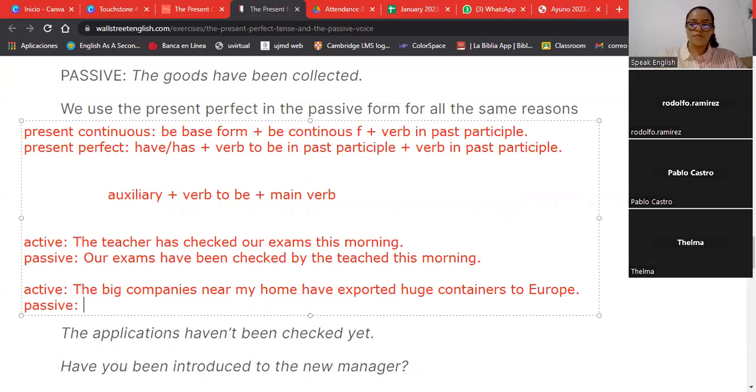Okay, I'm going to try. Sure. Go ahead, Rodolfo. Well, first we have to identify the object. Very good. And the object in this case is huge containers. Okay, huge containers. Huge containers have been exported to Europe by big companies near my home. Very good.